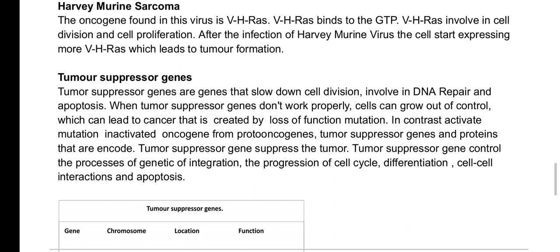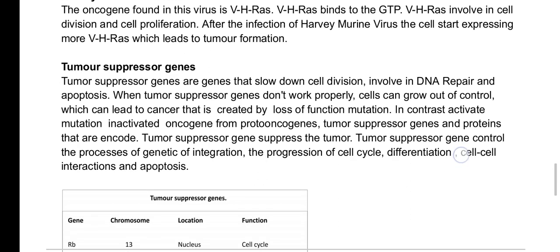V-Ha-Ras is involved in cell division and cell proliferation. After infection by Harvey murine virus, the cells start expressing more V-Ha-Ras, which leads to tumor formation.